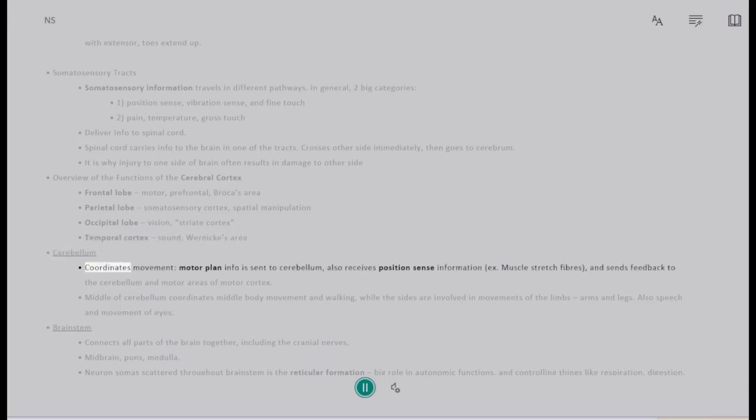Cerebellum. Coordinates movement. Motor plan info is sent to the cerebellum, which also receives position sense information, such as muscle stretch fibers, and sends feedback to the cerebellum and motor areas of the motor cortex. The middle of the cerebellum coordinates middle body movement and walking, while the sides are involved in movements of the limbs, arms and legs. Also speech and movement of eyes.